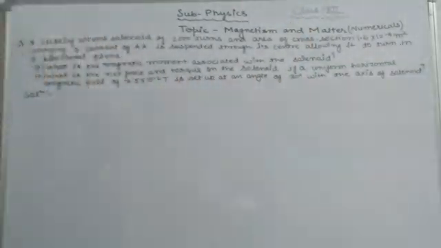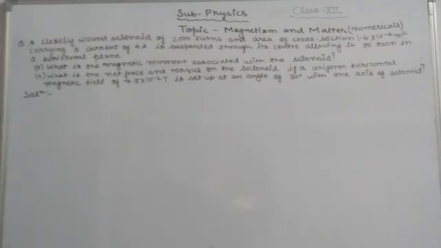Now we are ready with our new numerical. A closely wound solenoid of 2000 turns and area of cross section 1.6 × 10^-4 m², carrying a current of 4 ampere, is suspended through its center, allowing it to turn in a horizontal plane. In the first part it is asking what is the magnetic moment associated with the solenoid, and in the second part it is asking what is the force and torque on the solenoid if a uniform horizontal magnetic field of 7.5 × 10^-2 Tesla is set up at an angle of 30 degrees with the axis of the solenoid. We have to solve this numerical one by one.